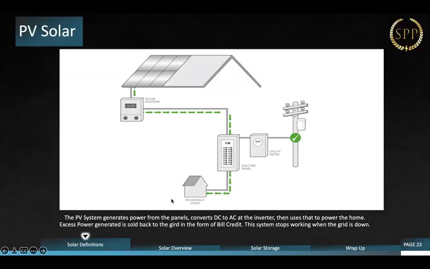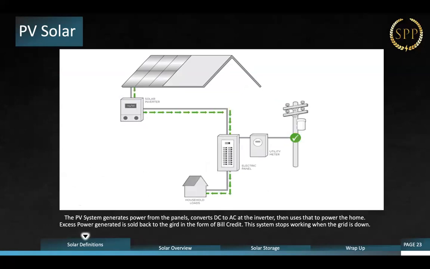Now, a PV system generates power from the panels, converts it from DC to AC at the inverter, and then uses that to power the home. The excess power generated is sold back to the grid in the form of bill credit. The system stops working when the grid is down. So this is important. Solar-only systems do not function when the grid is down.